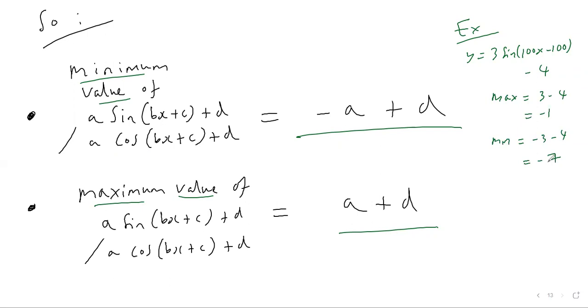So yeah, that's just a brief summary of how you can work out the maximum and minimum values of these transformed sine and cos graphs. And you just follow the rule that we did here. So minus a plus d for your minimum and a plus d for your maximum.